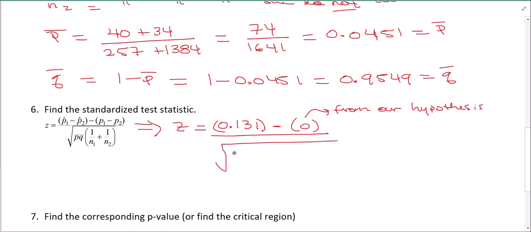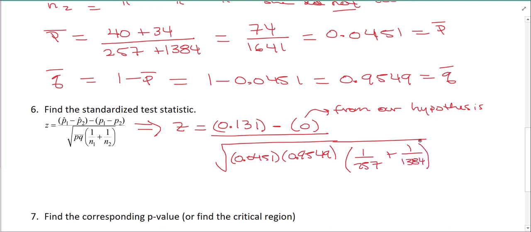So the square root of 0.0451, that's P bar, times Q bar, which we found to be 0.9549, and then times the quantity 1 over N1, so 1 over 257, plus 1 over N2, 1384. Now be careful here. Algebraically, you don't want to make the mistake of saying, oh, let me add these up and it's 1 over 1641. That is not true. These are not common denominators, so you can't combine these fractions. In order to combine them, you will have to first get a common denominator.